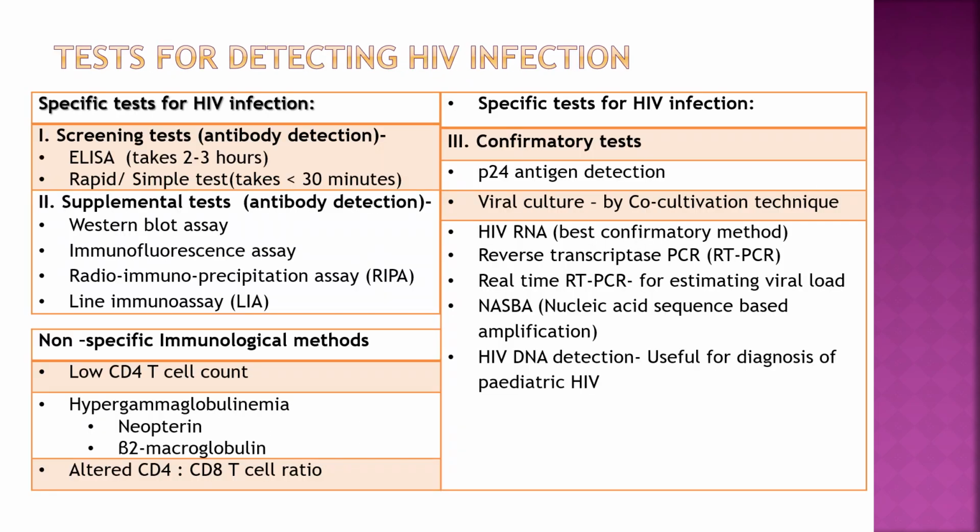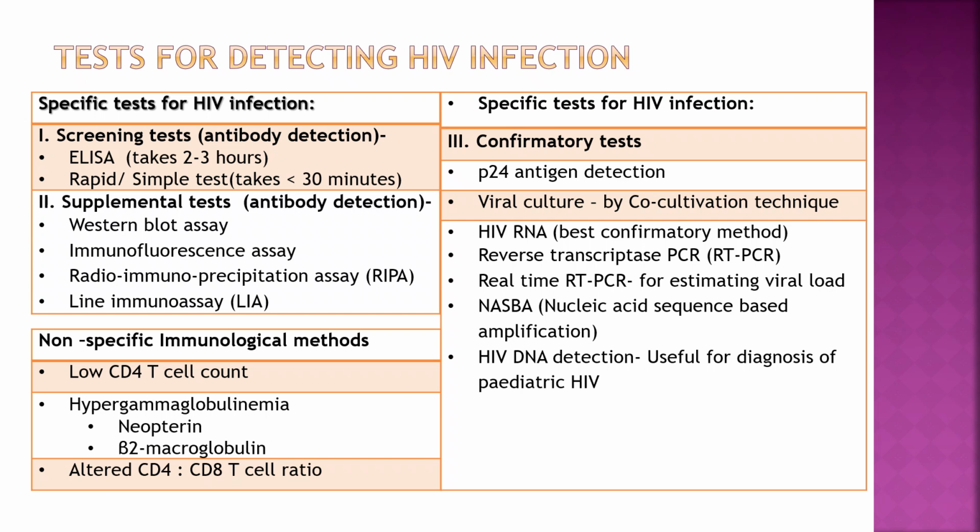Tests for detecting HIV infection. There are specific tests and non-specific tests. Specific tests are divided into screening test, supplemental test, and confirmatory test. The screening test is antibody detection. ELISA takes 2 to 3 hours. The rapid simple test takes less than 30 minutes.